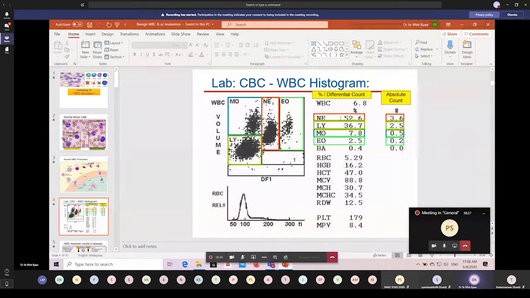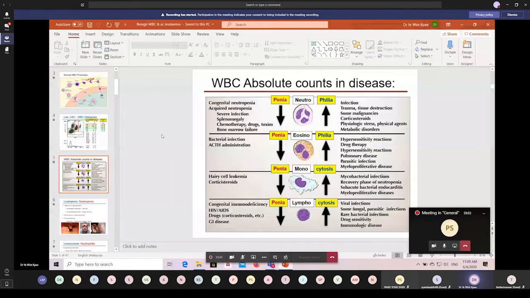Differential count means you count 100 cells and see how many of each. Absolute count tells you the true count. For example, if neutrophil count is reduced in the differential count, lymphocyte count can be relatively increased. But if you check the absolute count and the lymphocyte count is normal, you cannot call it lymphocytosis. It is a little bit complicated sometimes. So you should know these absolute count points for MCQ.